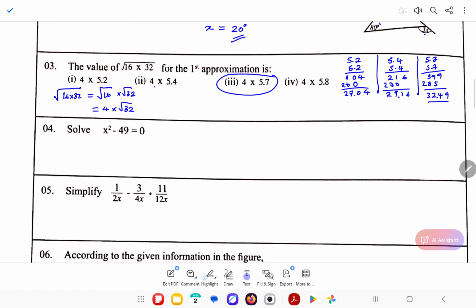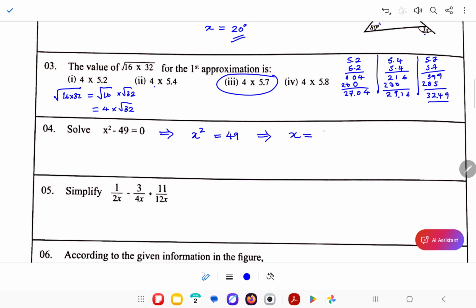Right, next question number 4. Solve x squared minus 49. So that means x squared is equal to 49, so take the square root of both sides. So x equals plus or minus 7. So you have two solutions, plus 7 and minus 7.